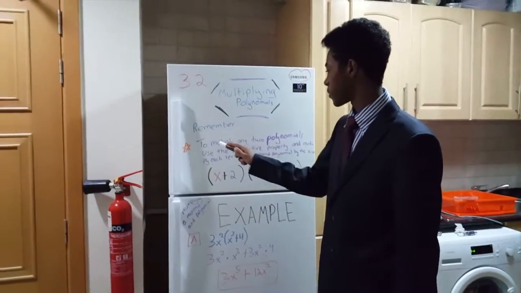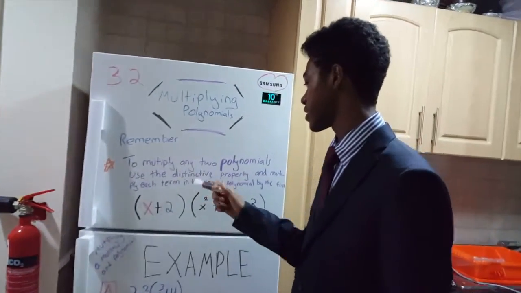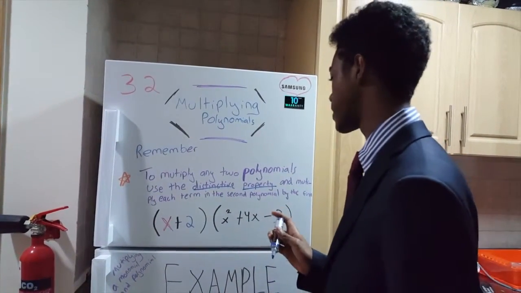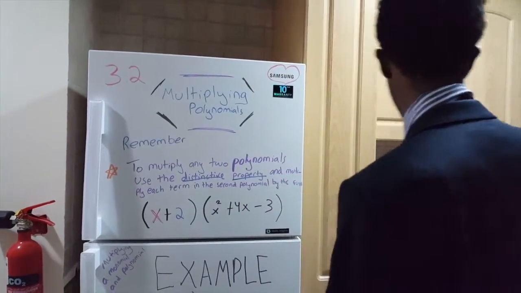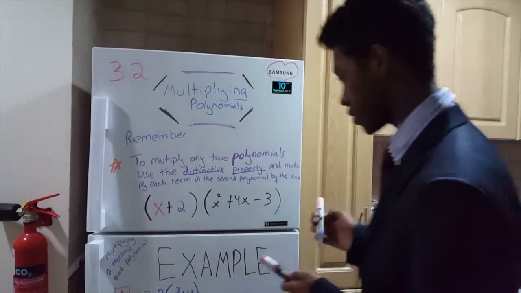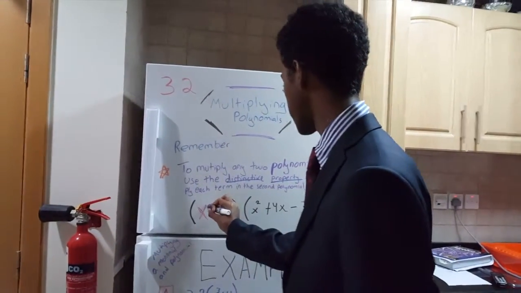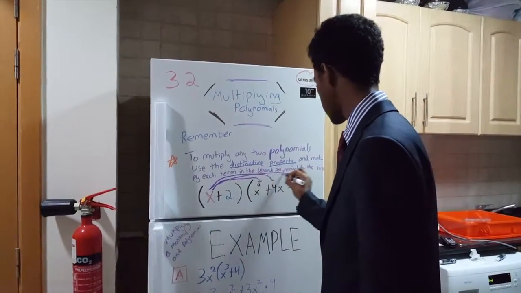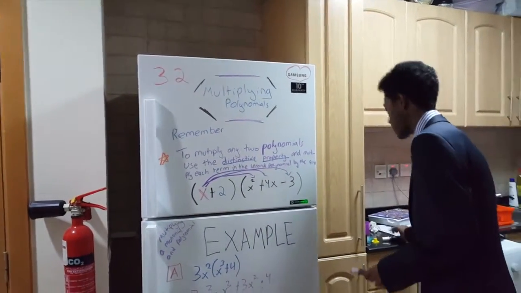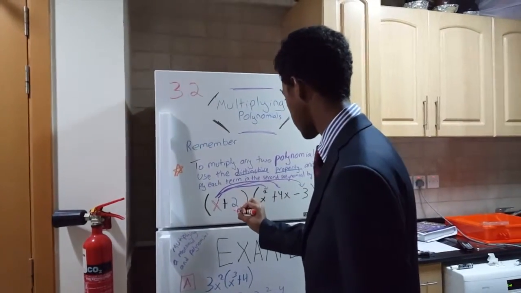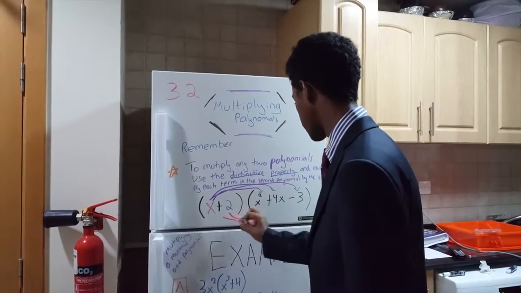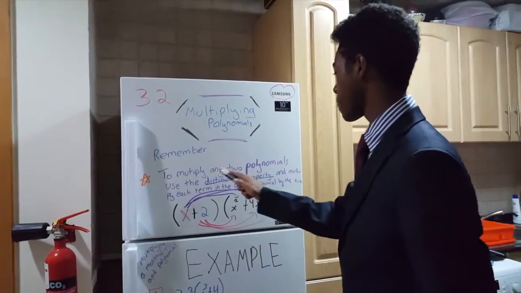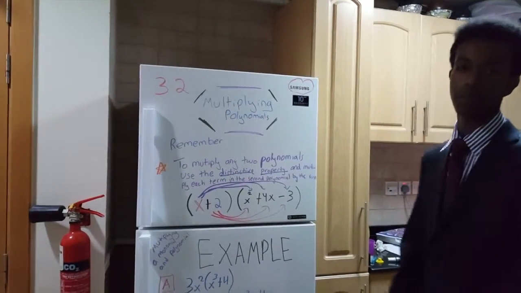So remember, when you multiply any two polynomials, use the distributive property and multiply each term in the second polynomial by the first. So the first term, we multiply by each term in the second, like this, and the second term we multiply like this. So this is how you multiply any two polynomials, and an example will be shown.